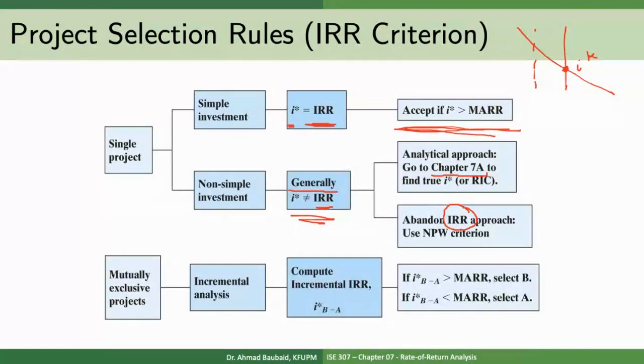The last thing, since it's time to finish, if we have mutually exclusive projects, we're going to do something called incremental analysis. And we're going to see why we need incremental analysis. Basically, we're going to find I star for an investment that is B minus A. So we're going to take project B and project A, and do B minus A, subtract the cash flows, and then do some analysis on that. And then we have a similar policy type, right? Similar threshold policy. If the internal rate of return is bigger than the MAR, I will select a certain project. If it's less, then I'll select another project. And we're going to see the details of that later.